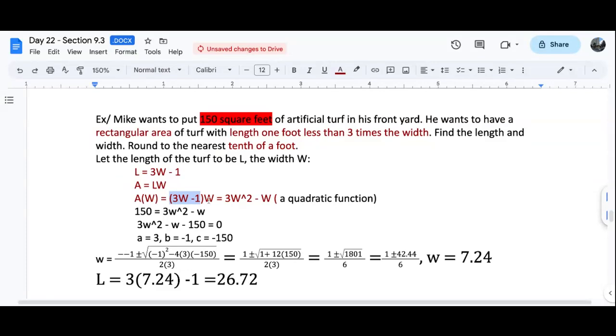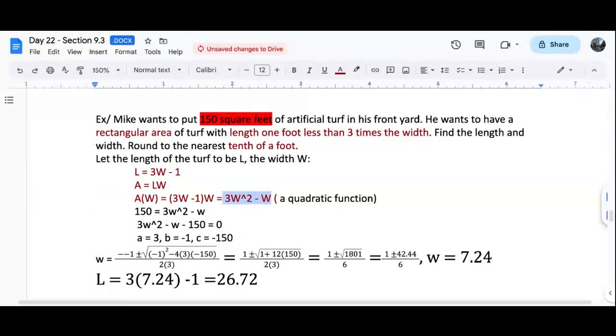3W minus 1 times W. What do we get? We get 3W squared minus W. We see this is a quadratic equation, a quadratic function, right? So the area in terms of W, in terms of width, is a quadratic function.